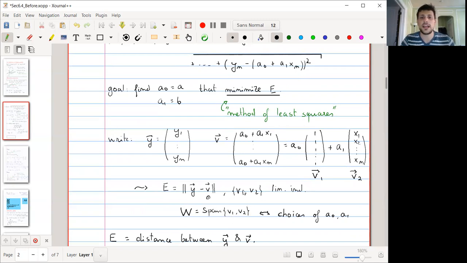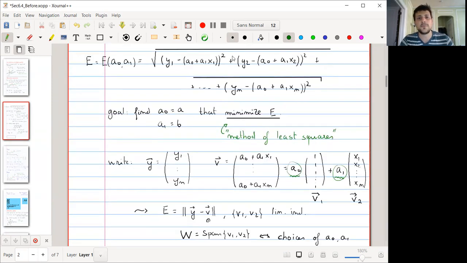So conceptually, what we're saying is that all of the possible choices of lines that interpolate our data set, which sit inside the choice of a0 and a1, correspond to choosing exactly one vector inside w. So all of the vectors in w are a choice of a different line that interpolates the points. And what we're computing here is our error quantity e, which is nothing but the length of y minus v.